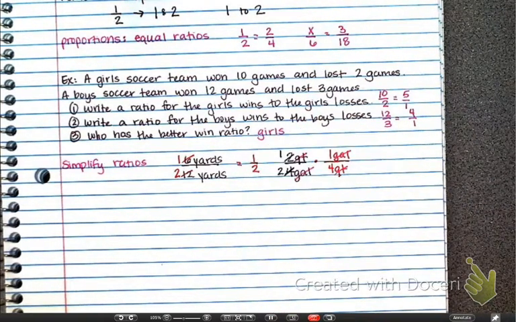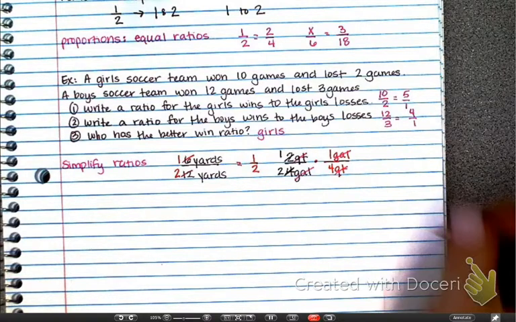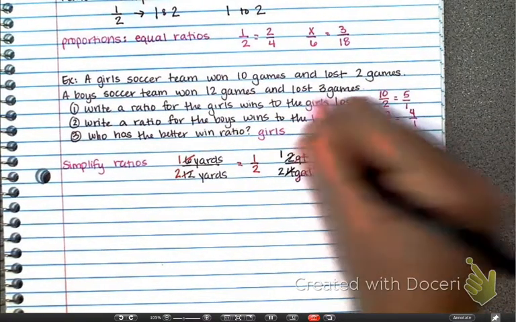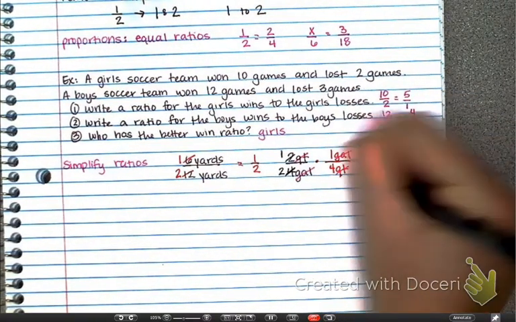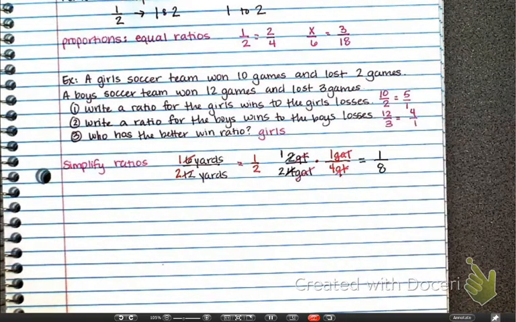Is there anything else up and down or diagonally that I can simplify? No. So I'm going to just multiply straight across. So 1 times 1 is 1. 2 times 4 is 8.